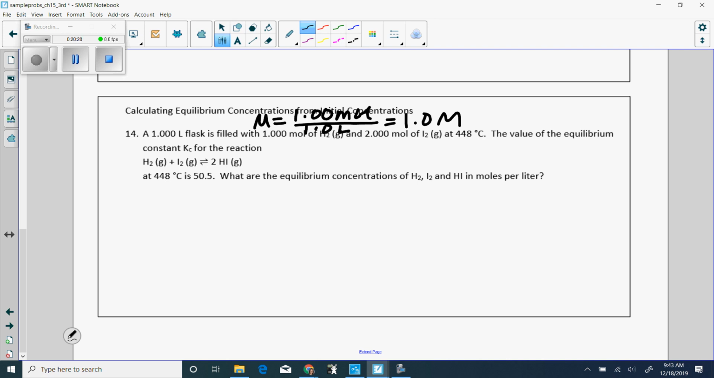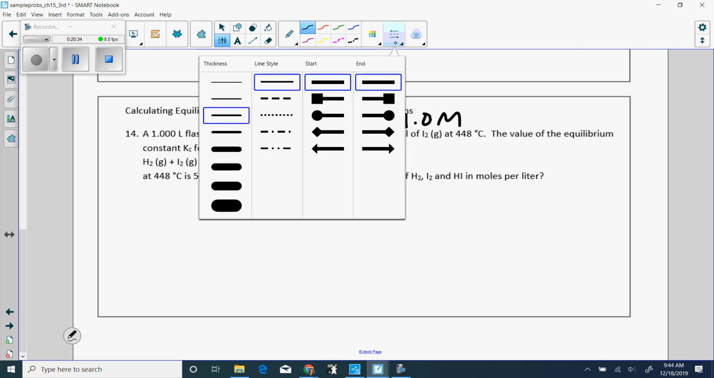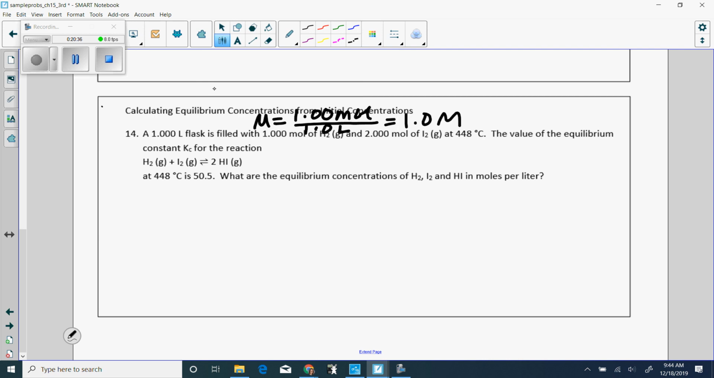So my temperature, which I haven't taught you what to do with. The value of the equilibrium constant. So now I'm not solving for K, I'm given K, it is 50.5. What are the equilibrium concentrations of hydrogen, iodine, HI in moles per liter? I got a lot of things going on, so I'm going to make my ice table. I like to make it to the right for no reason. I do my ice table over here, and then I do my math over here.